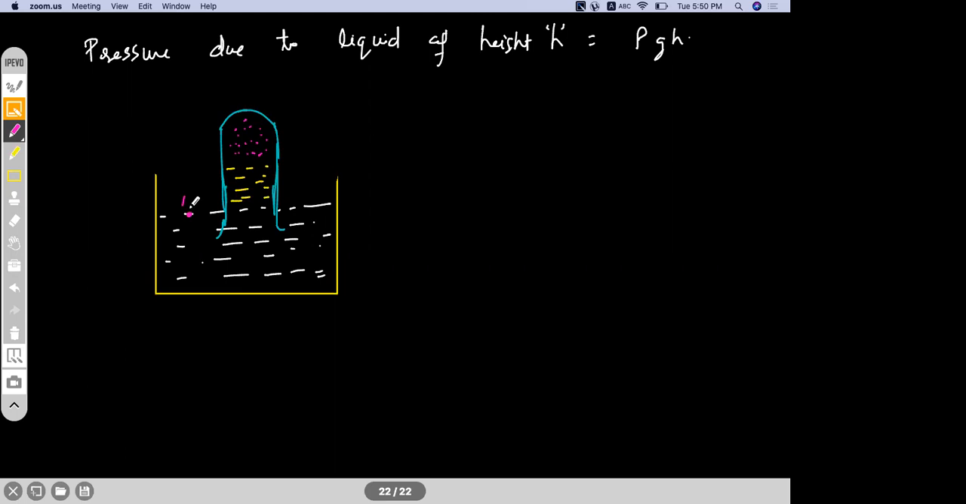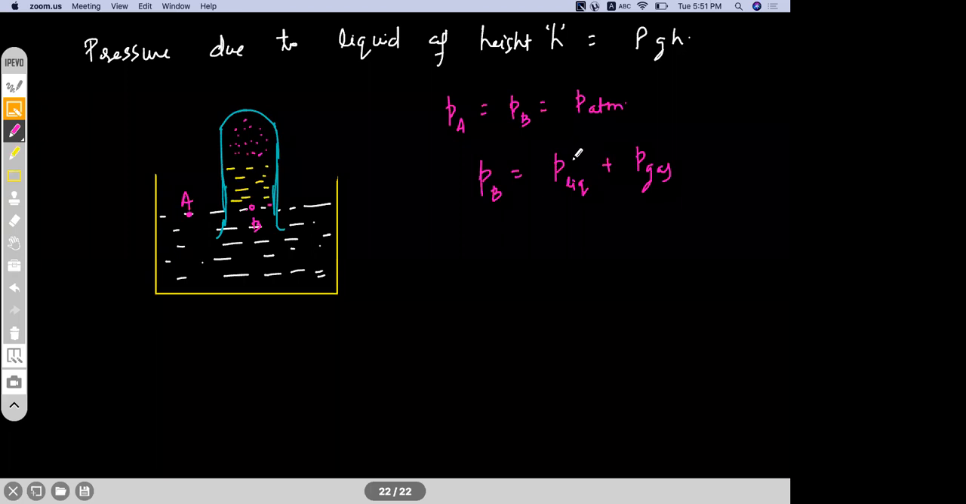So this point is A, this point is B, right? So we have PA is equals to PB is equals to P atmospheric, right? P atmospheric. And if you write down the relation of pressure, so PB is equals to what? On this point B, this liquid will exert pressure and the gas will also exert pressure. So PB is equals to pressure of the liquid, whatever liquid we have, plus the pressure of the gas. Right? This is a relation we can write.